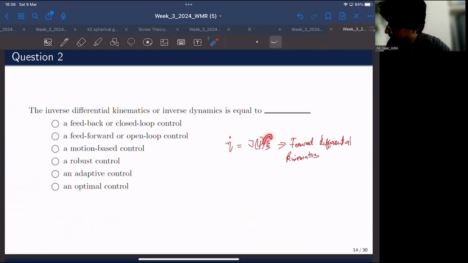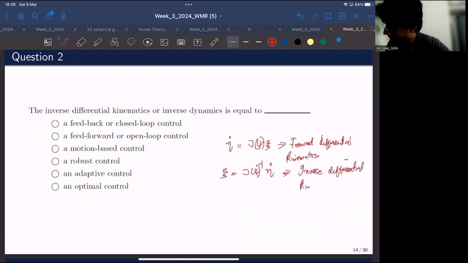So in the sense, if you know this actual control input zeta, you should be able to know what this velocity is in the inertial frame of reference using this transformation. Then what about this? Zeta would be J of psi inverse eta dot. This is nothing but inverse differential kinematics.